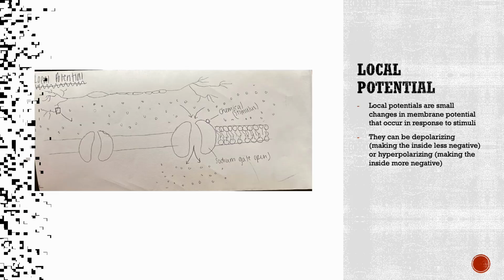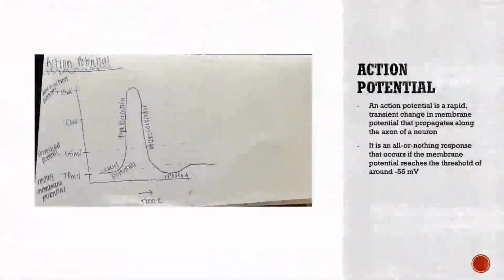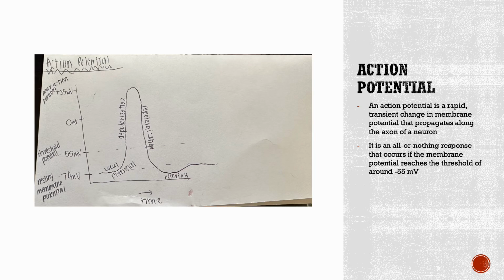The last one will be the action potential. So there is depolarization, which is right here. And then if the threshold is reached, voltage gated Na positive channels open, allowing Na positive ions to rush into the cell, depolarizing the membrane.